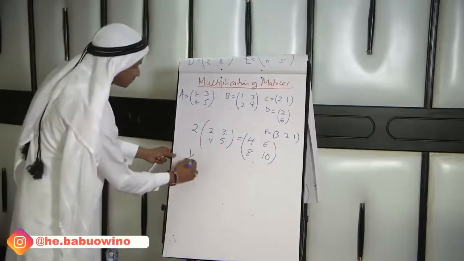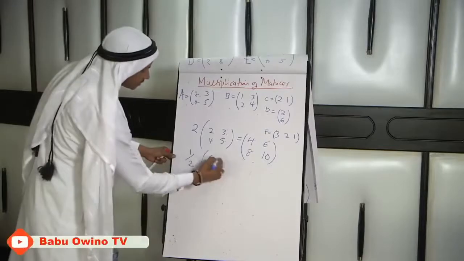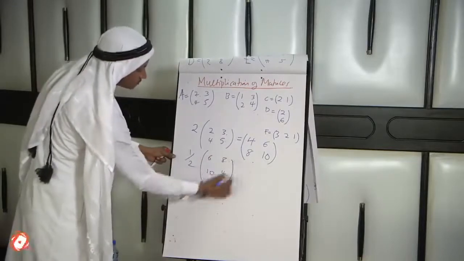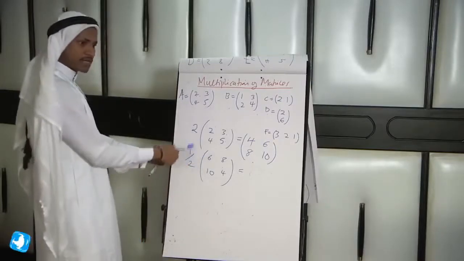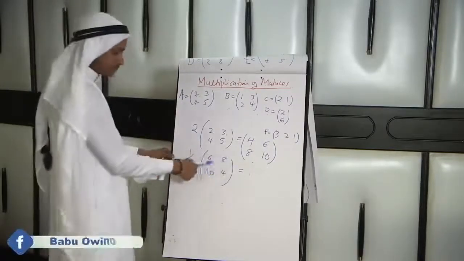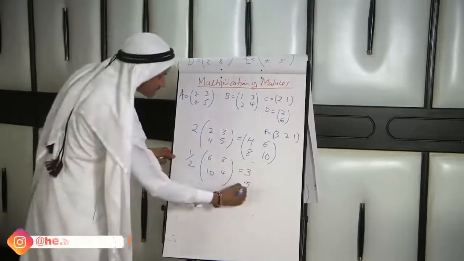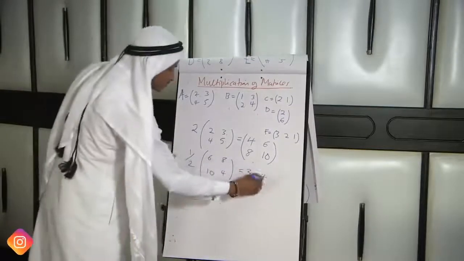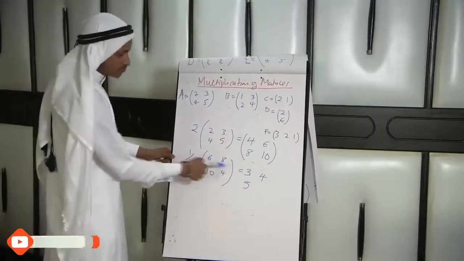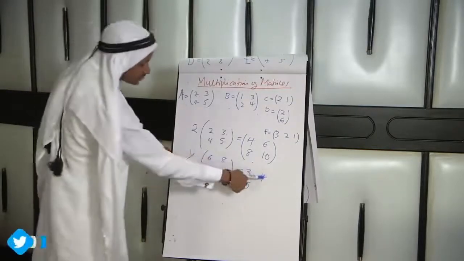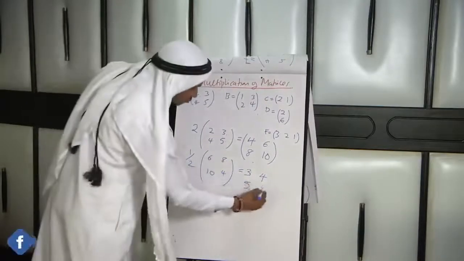Suppose our scalar is a half. You multiply by, let's say, 6, 8, 10, 4. This scalar multiplies all the elements. Half times 6, you get 3. Half times 10, you get 5. Half times 8, you get 4. Half times 4, you get 2.